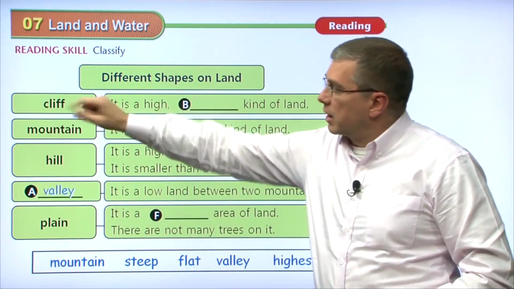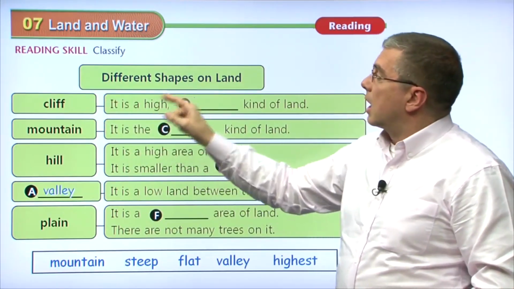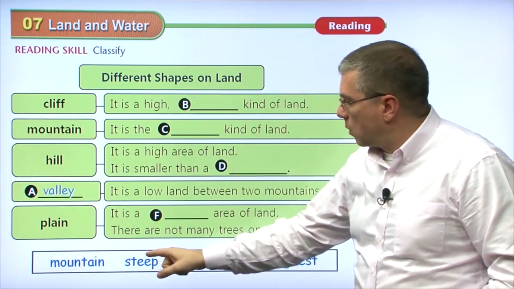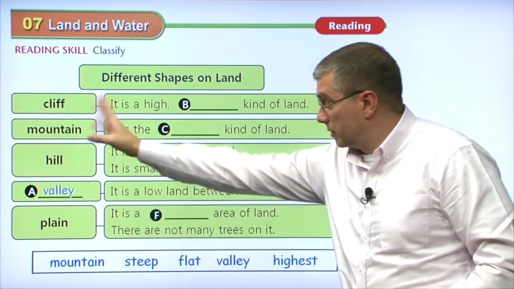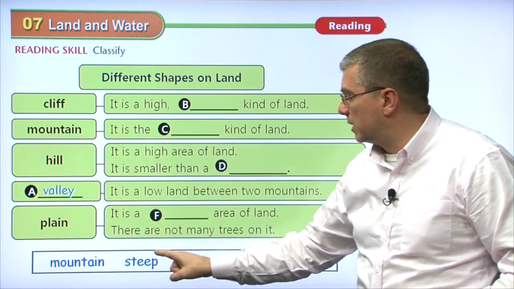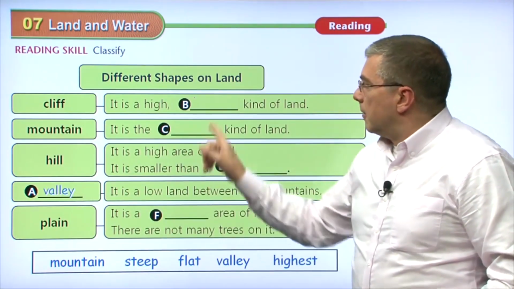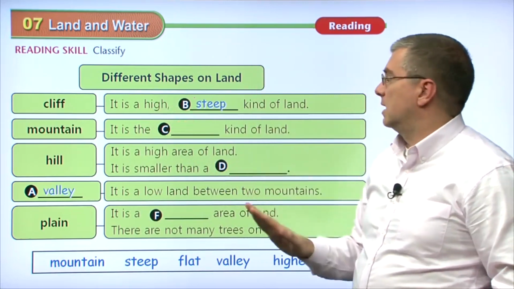Jump back up. We're talking about a cliff. That is our feature of the land. Our definition: a cliff is a high, steep kind of land. Now, what word goes here? Of course, we're not going to use mountain or valley. Those belong over here. So we need to choose between steep, flat, or highest. Of course, steep would be the best choice here. It is a high, steep kind of land, a cliff.